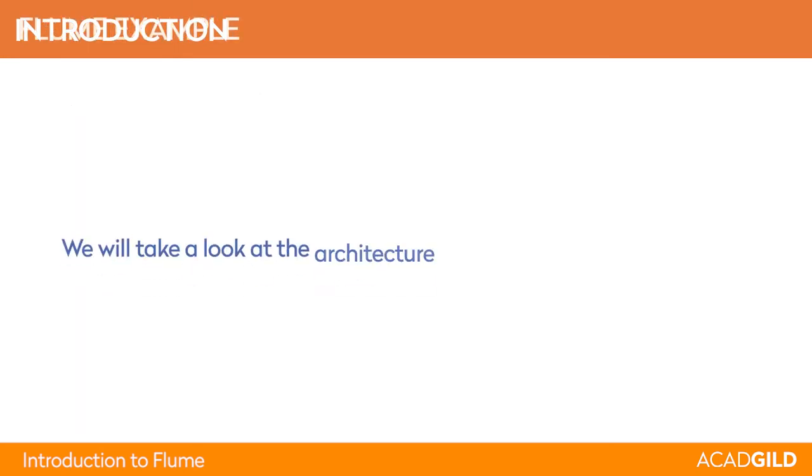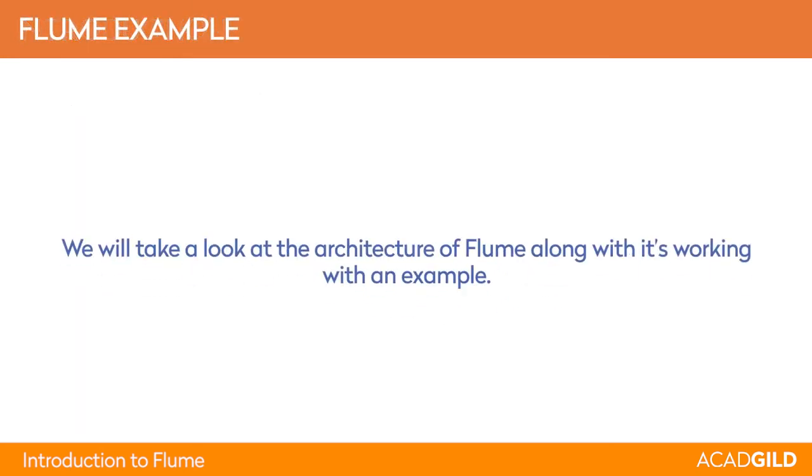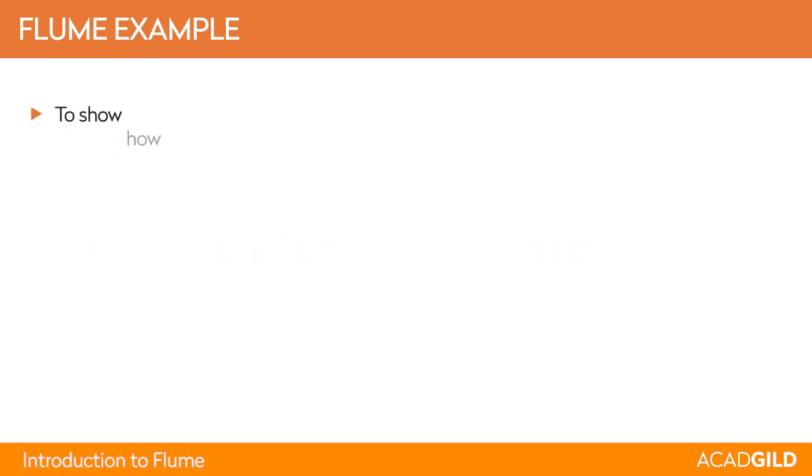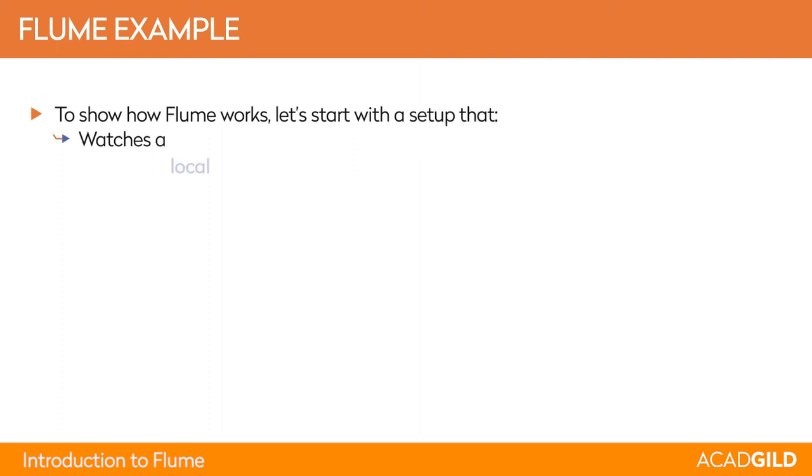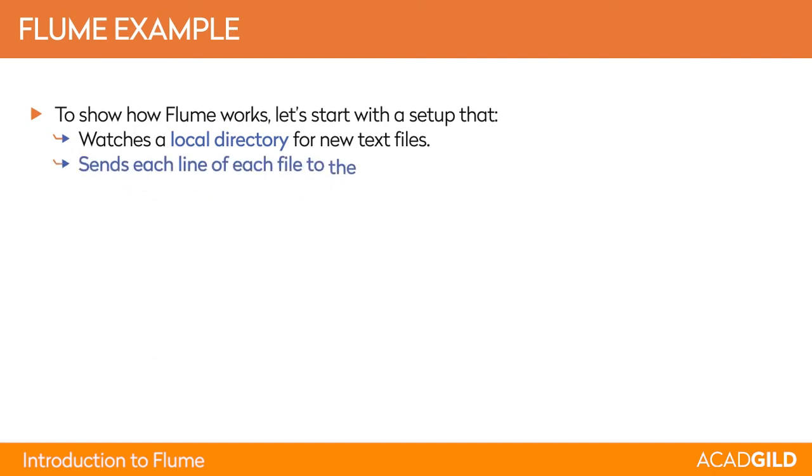Flume example. We will look at the Flume architecture along with its working with the help of an example. The example is to show the file channel concept, or say, a spool directory. We must set up an environment where we are watching a local directory for new text files. As soon as a new file arrives, we should send each and every line of that particular file to the console or to the HDFS. That is dependent on our requirement.